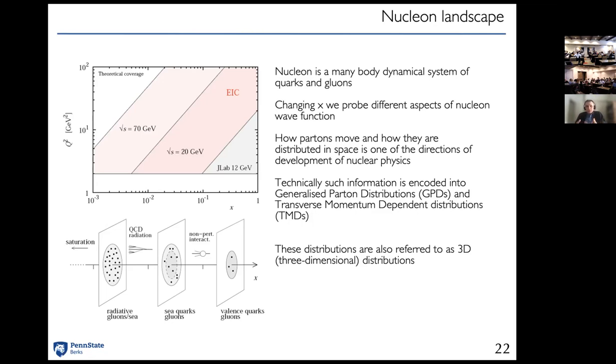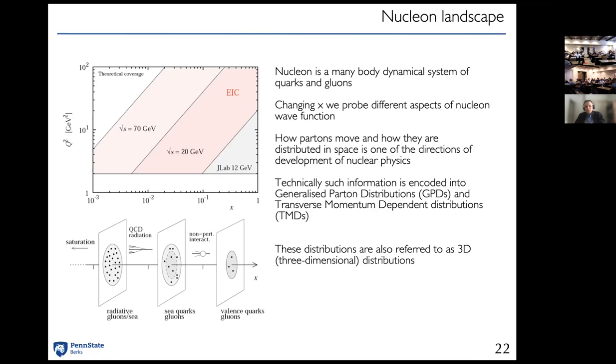We would also like to understand how partons move and where they are distributed in space. And this is one of the directions of development of nuclear physics. Technically, such information is encoded into two different types of distributions. One is called the generalized parton distributions, GPDs, that tells us how quarks are distributed in space, say, with respect to the center of mass of the nucleon. Or if we want to see how quarks are moving inside of the nucleon, then we'll be using transverse momentum dependent distribution functions. And that's the main theme of this school here.